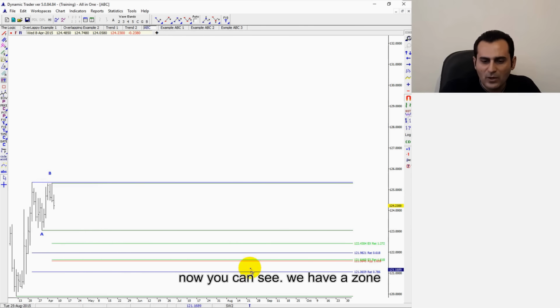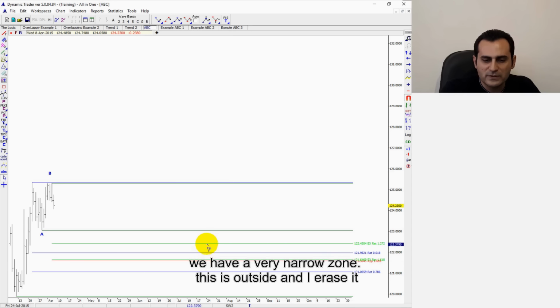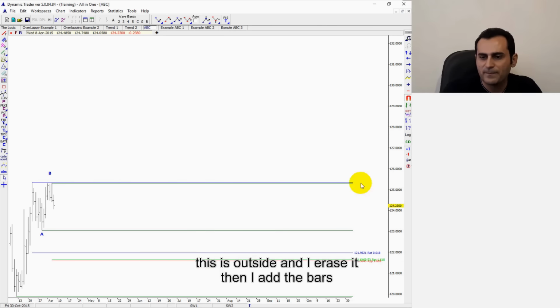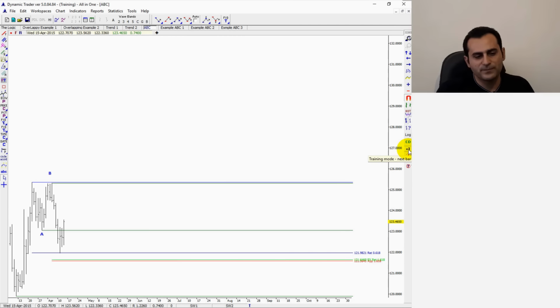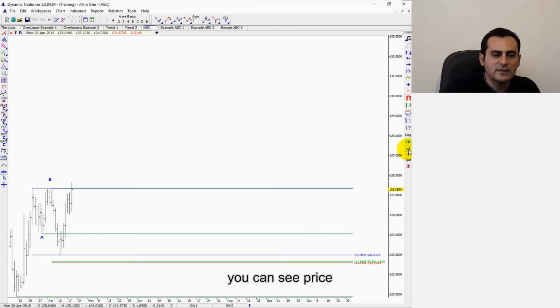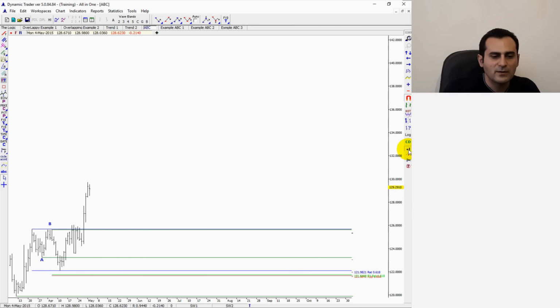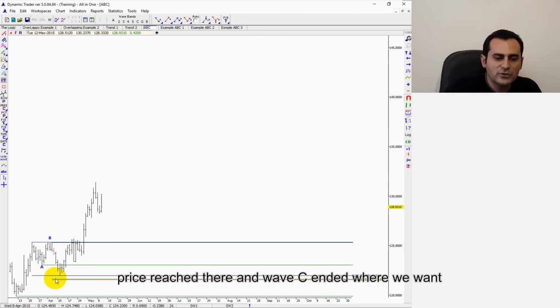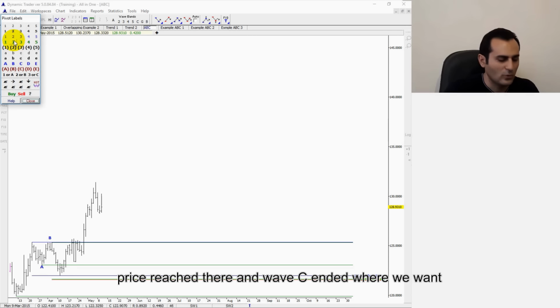Now you can see we have a zone. We have a very narrow zone. This is outside, I erase it. This is outside, I erase it. And I put the chart. I put the bars. I click on the bars. You can see price reached there, and wave C ends where we want.